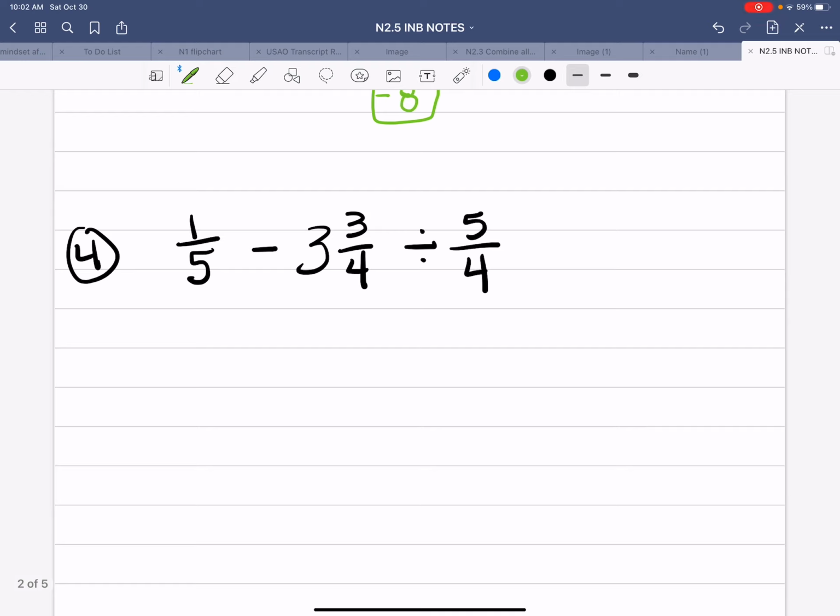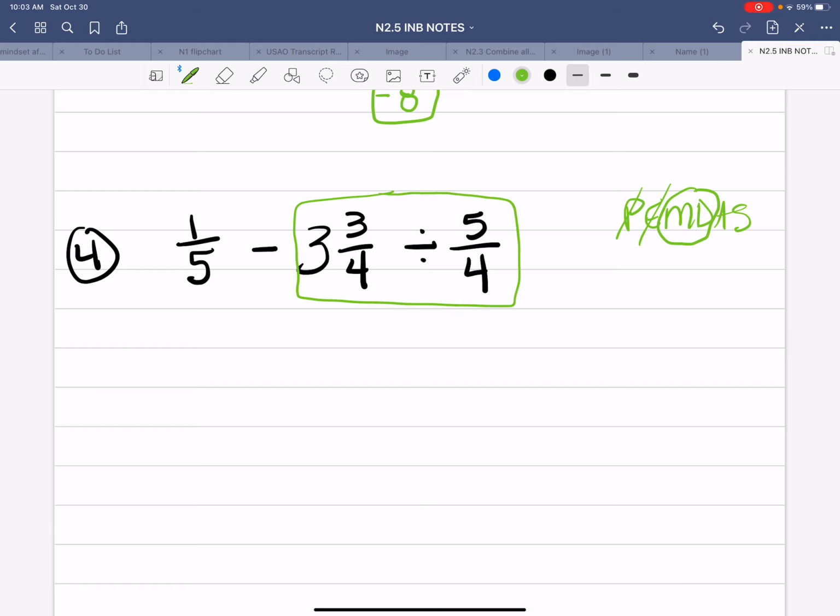Let's take a look at problem number 4. Now we have a lot of fractions, and I know that you're concerned about that, but I promise you we're good with fractions, and we're not going to worry about that. So go back to thinking about your PEMDAS, and we are going to do parentheses, don't have any, exponents, don't have any, multiply and divide, we do have a division. So let's take a look at this step right here.